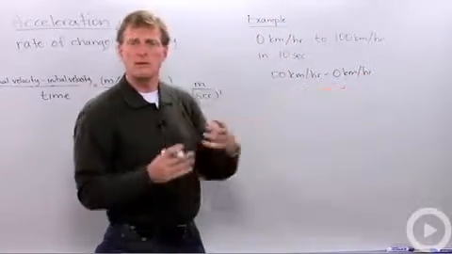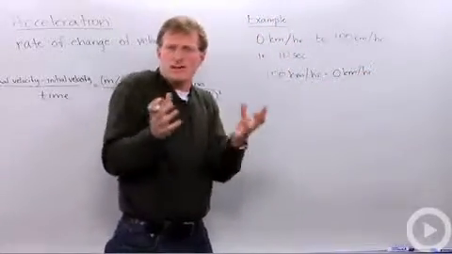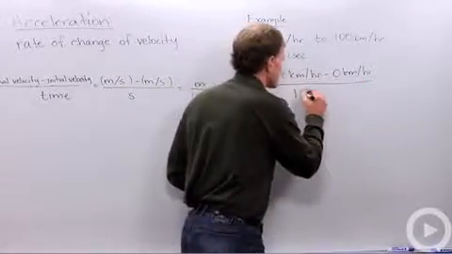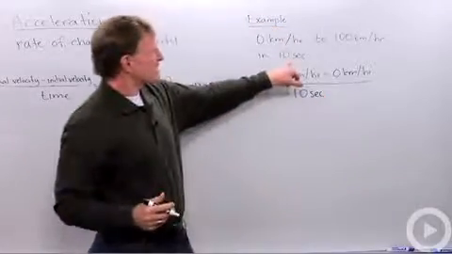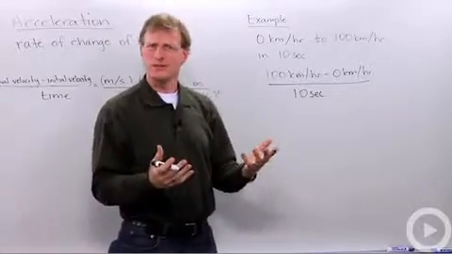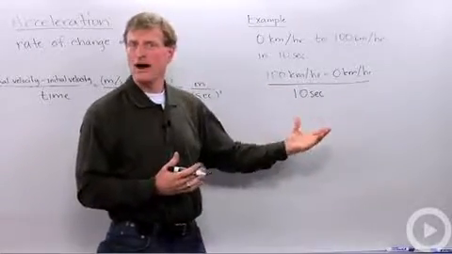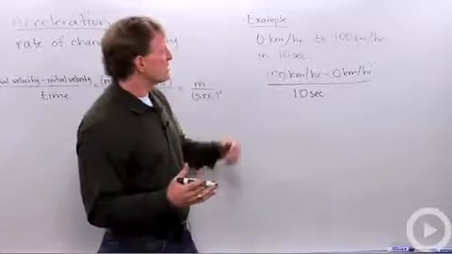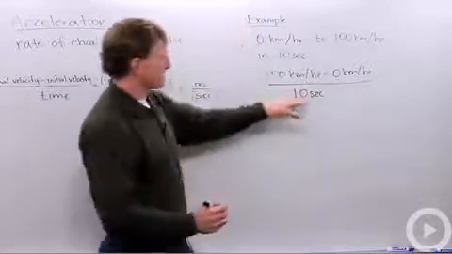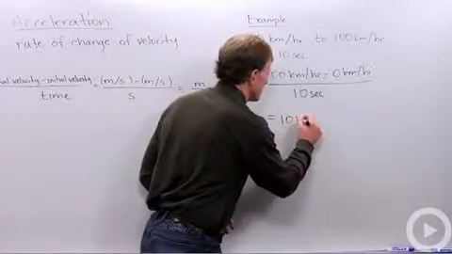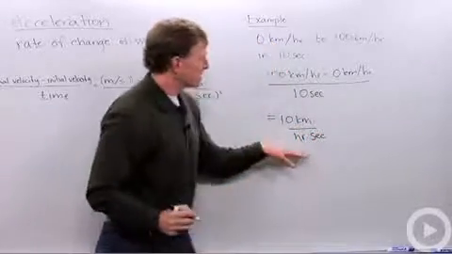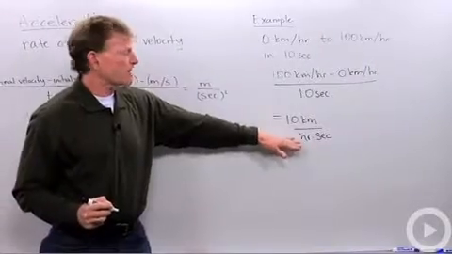Remember to include your units. Sometimes you can get confused if you drop your units and you don't know what you're talking about. So we've got that over 10 seconds. Now notice I have seconds here and hours here. Is that a problem? No, it's not. We can actually use units where we have hours, second hours, or hour seconds. Those are fine. So when we solve that, 100 minus 0 is 100, divided by 10 equals 10 kilometers per hour second. So that is our rate of acceleration, 10 kilometers per hour second.